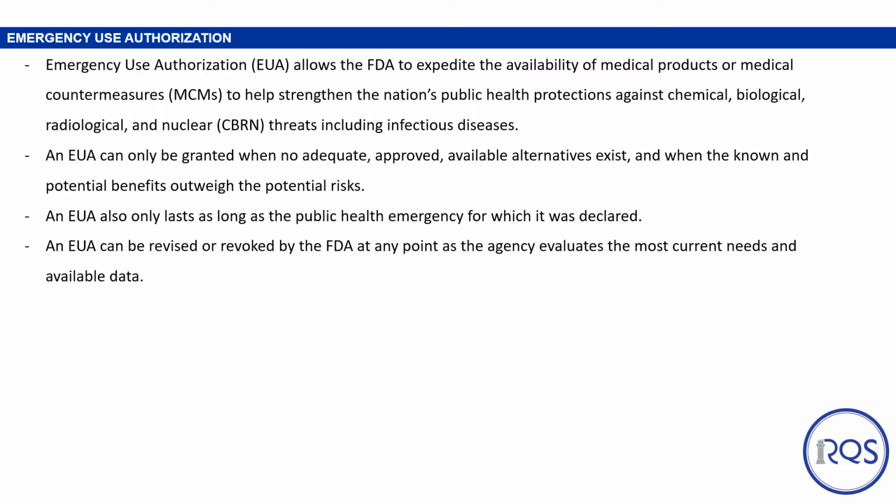Let's now discuss emergency use authorizations. Emergency use authorization, or EUA, allows the FDA to expedite the availability of medical products or countermeasures to help strengthen the nation's public health protections against chemical, biological, radiological, or nuclear threats.